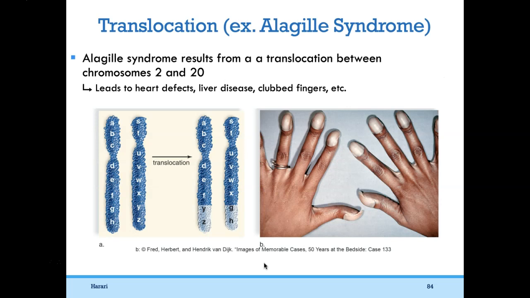An example of a translocation syndrome is Alagille syndrome. And that results when chromosomes 2 and 20 switch genes. So they actually switch genes. So Alagille syndrome is not fatal, but the deletion from chromosome 20 can cause a lot of abnormalities of the eyes and internal organs. Specifically, internal organs like the liver and the heart can be affected. And clubbed fingers are a result of Alagille syndrome. That's a way to see Alagille syndrome.